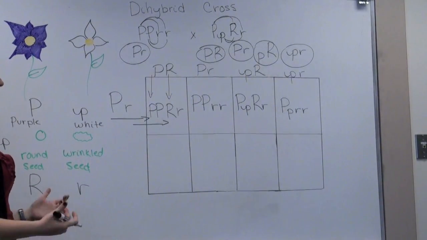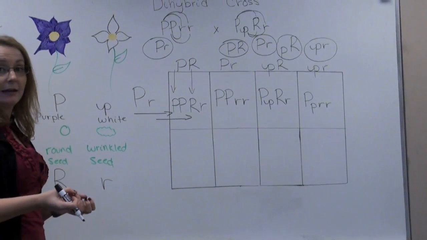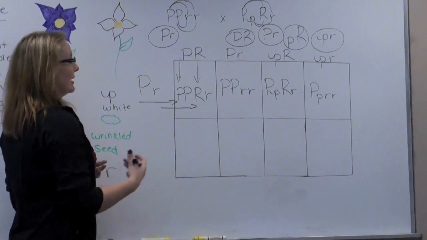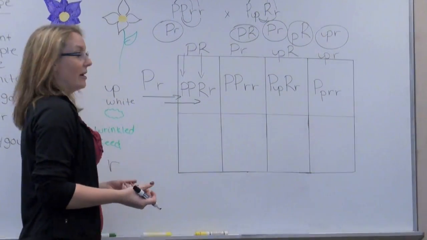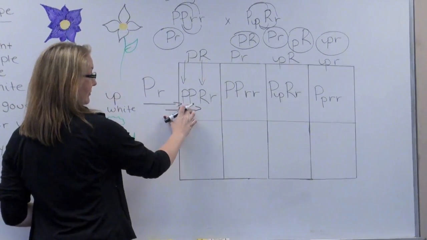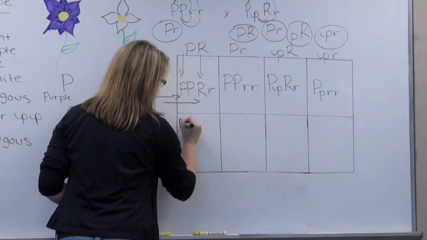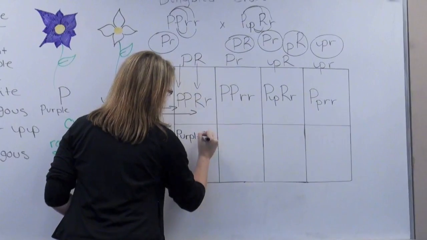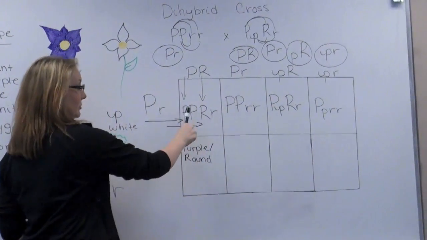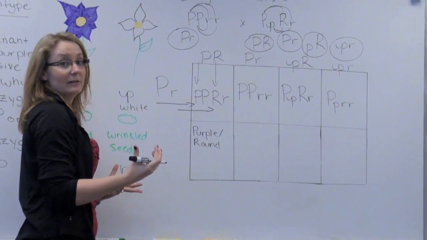And now you're going to take a look at, again, your phenotype, what the offspring actually looks like. And when I do a dihybrid cross, I like to write down the possibilities for your offspring. So here, you could potentially have purple flower, round seed. So I'll write down purple and round. And then I'll go through and cross off each offspring that has that phenotype.